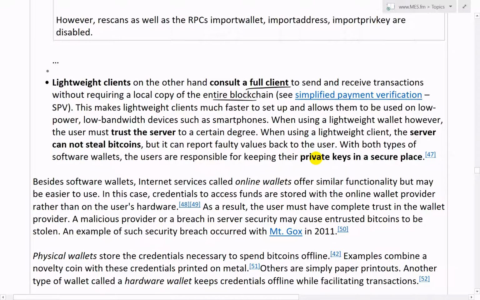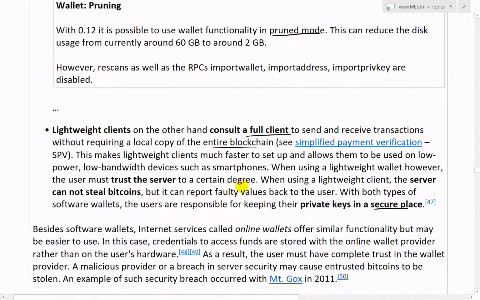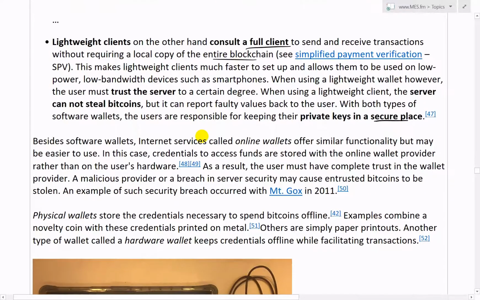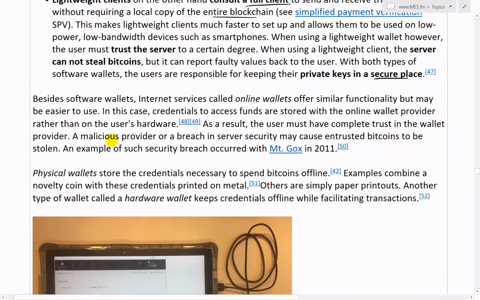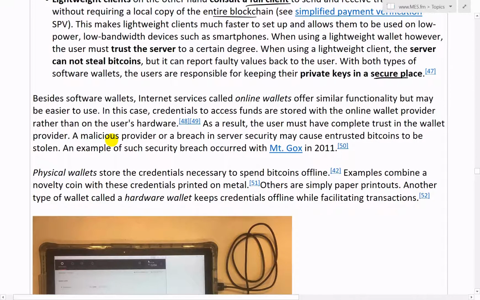It gets slowed down. And with both types of software wallets, the users are responsible for keeping their private keys in a secure place. So even with a lightweight client, all you're doing is having a third party run the full client. Besides software wallets, internet services called online wallets offer similar functionality, but may be easier to use.